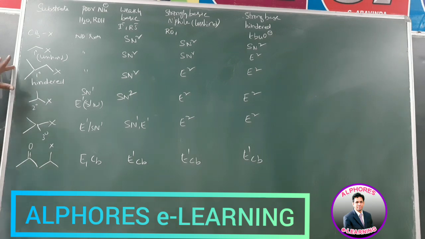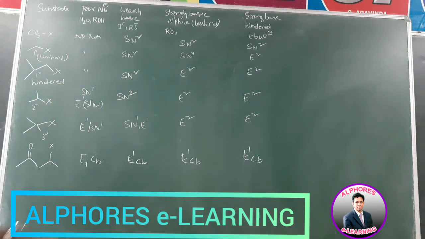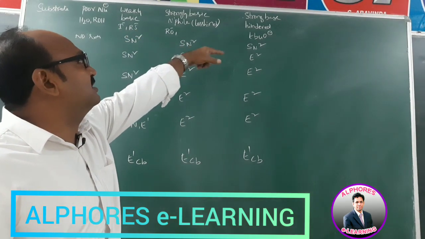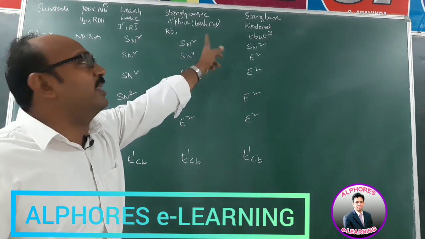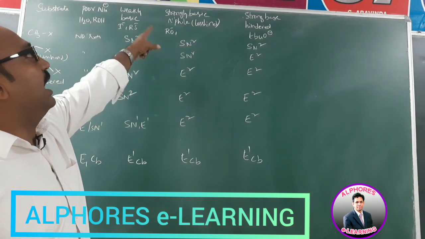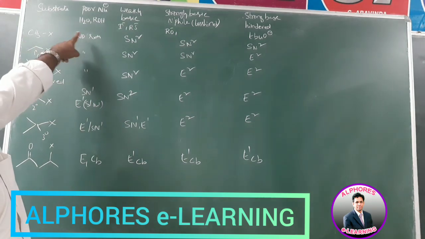This tabular formula gives complete information regarding in which case which elimination or which substitution preferably takes place. That we came to know very clearly here. So let us see. The substrate with poor nucleophile like water or alcohol, weakly basic like I minus or RS minus, and strongly basic like OR minus, a strong base, and hindered. For strong bases there are two cases, one less hindered and another more hindered. For more hindered we consider the example tertiary butoxide, and for less hindered a normal alkoxide. In the case of methyl halide, no reaction.